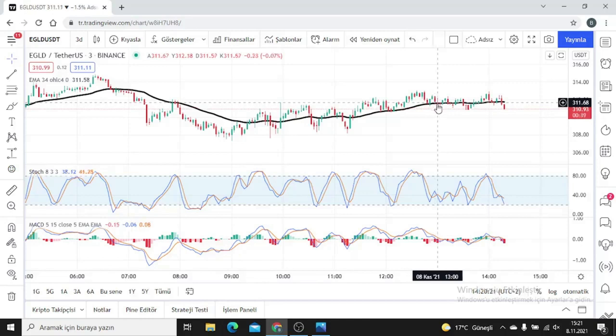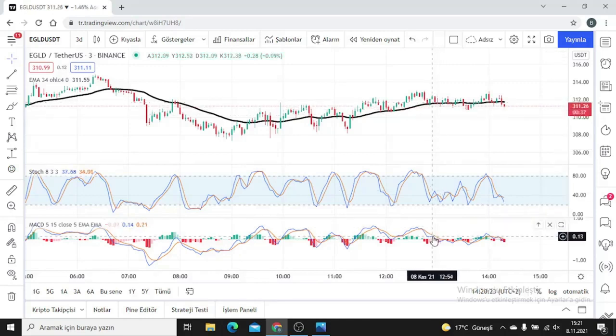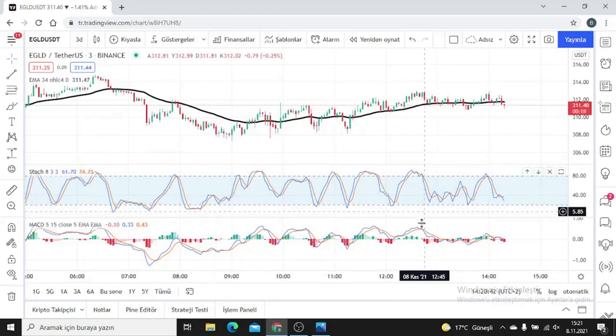You know how we get out of here. As I said, when Stochastic gives a buy signal, let's wait for the MACD to give a buy signal as well. Because as you can see here, we can fall for fake signals many times. For example, Stochastic gave a fake signal here, it gave a fake signal here, and it gave a fake signal here. As you can see, this way we can get rid of the fake signals.